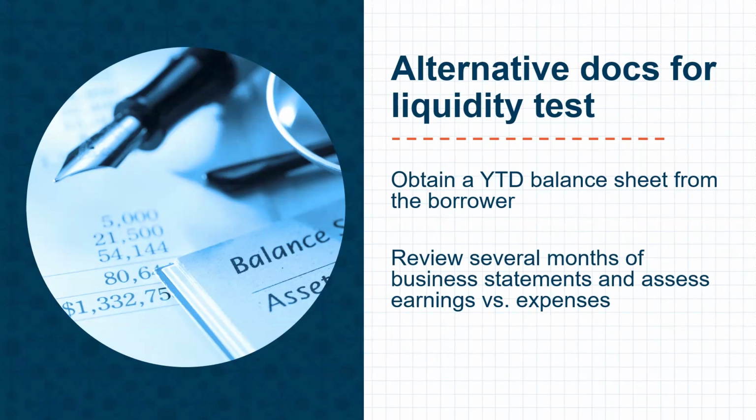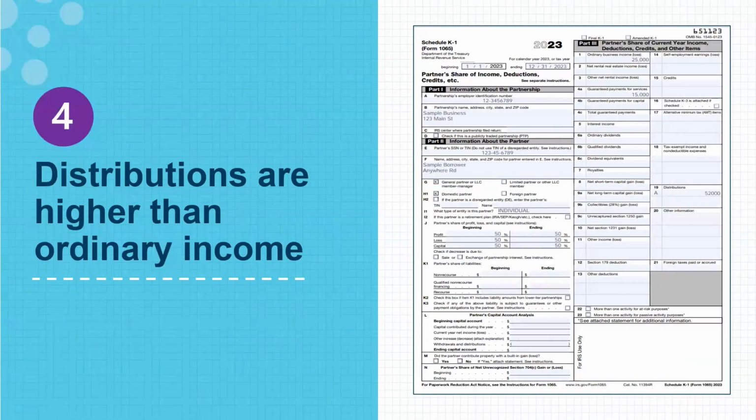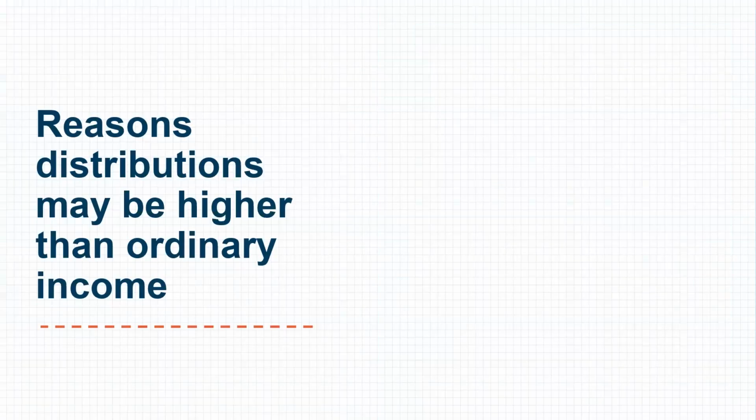Turning now to our next K-1 scenario. In scenario number 4, the distributions are higher than ordinary income. Looking at the K-1, box number 1 shows ordinary income of $25,000, but box 19 shows distributions of $52,000. How can this be? What are the reasons that distributions might be higher than ordinary income?